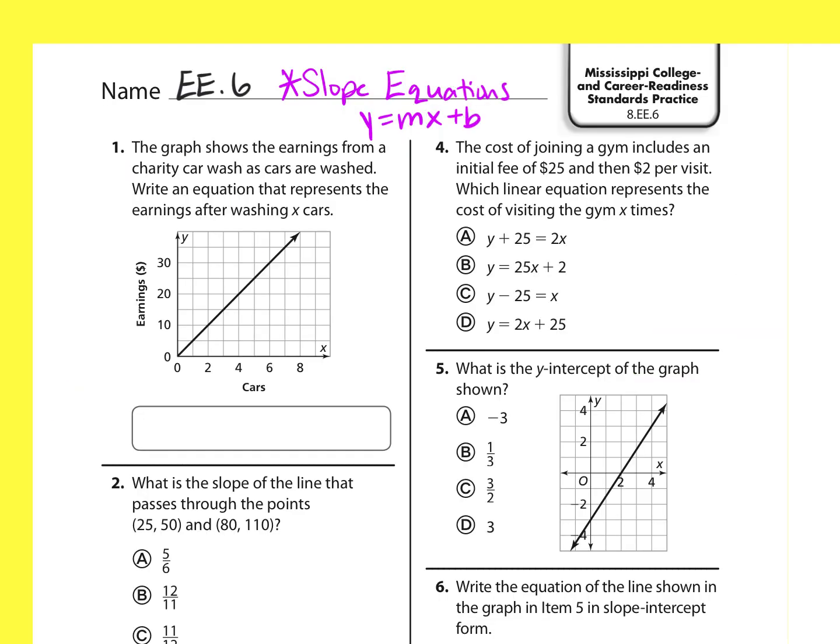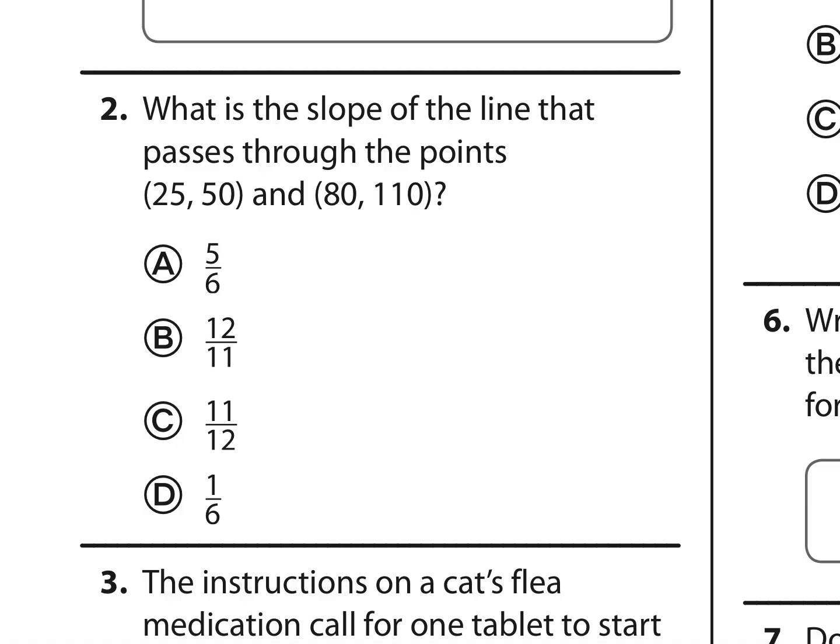Standard EE6 is focused on slope equations. They're in the form of y equal mx plus b, where m is slope and b is y-intercept. Number 2 asks, what is the slope of the line that passes through these points? So I'm going to start with noting we have an equation for this, the slope formula. M is equal to the change of the y's, which we can show by taking the second y and subtracting the first, divided by the second x subtracting the first.